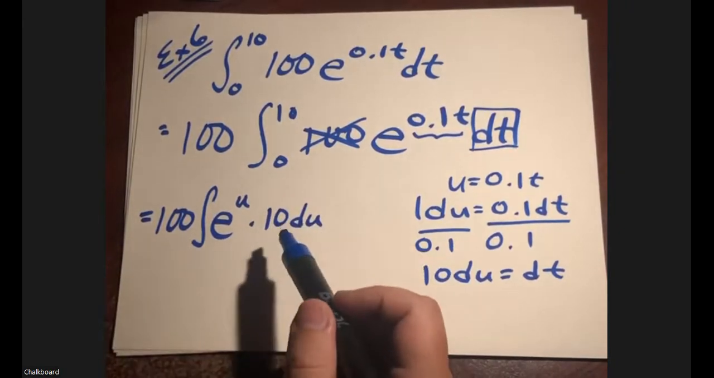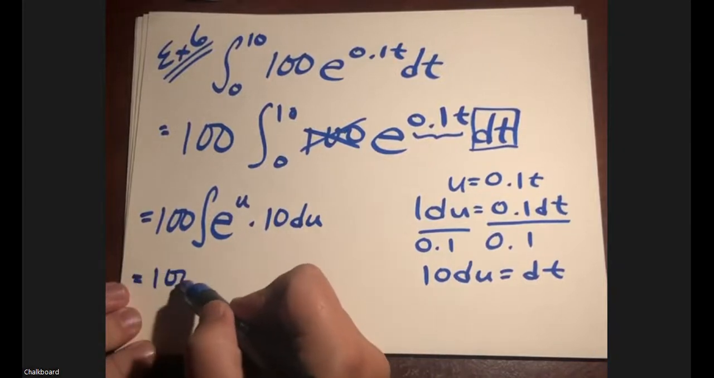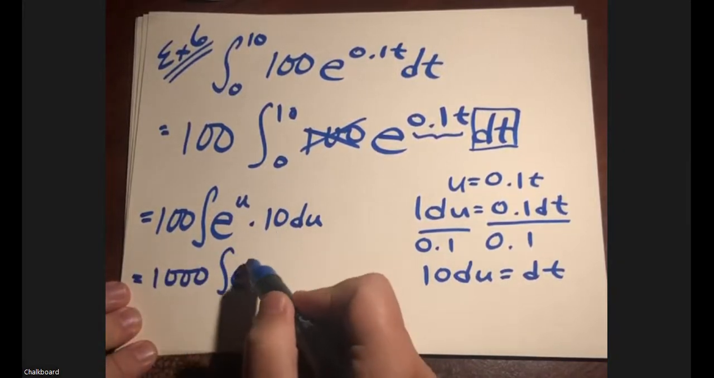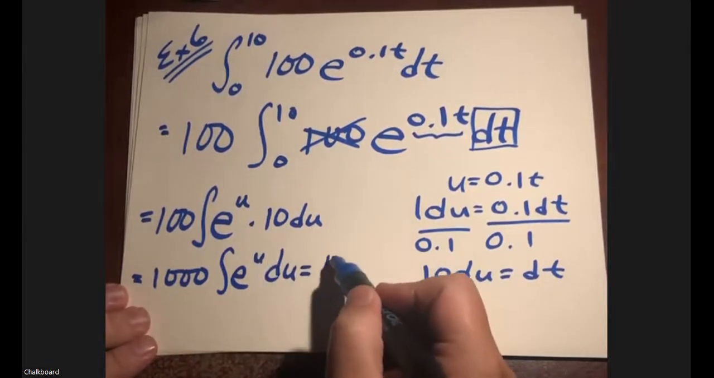I can use the constant rule once again and pull the 10 out now. 10 times 100 makes 1,000. And now, last but not least, let's integrate e to the u. And when you integrate e to the u, you get e to the u.